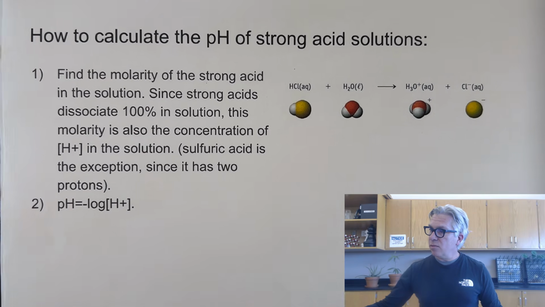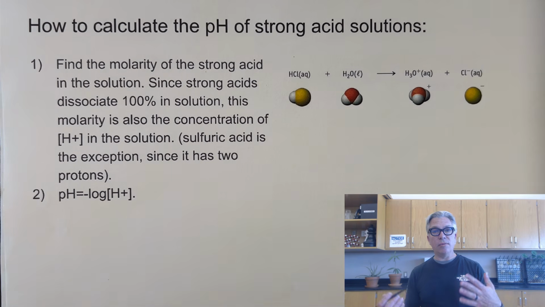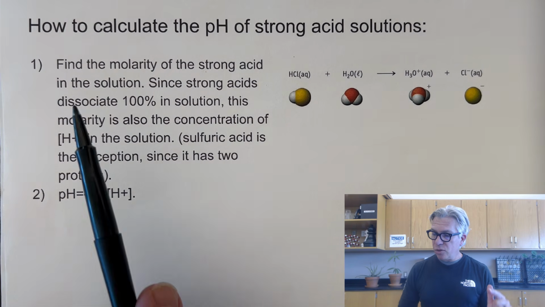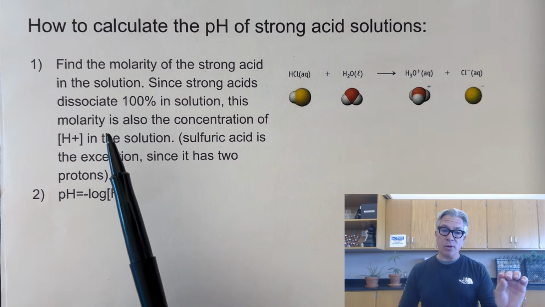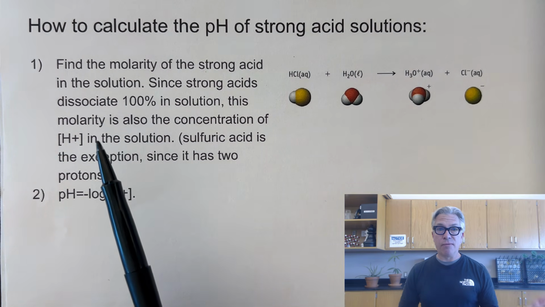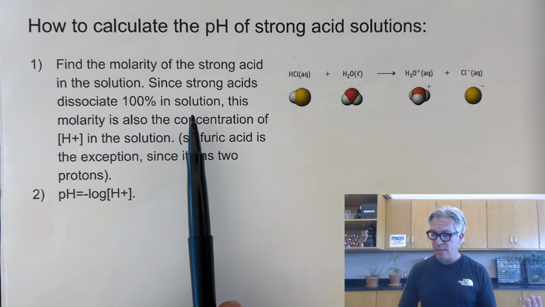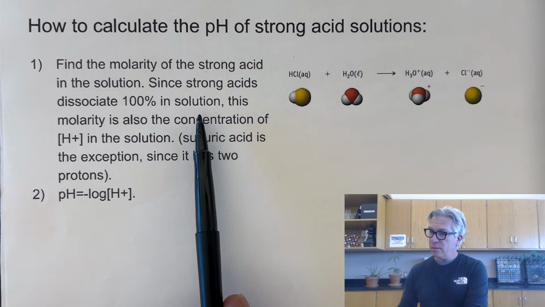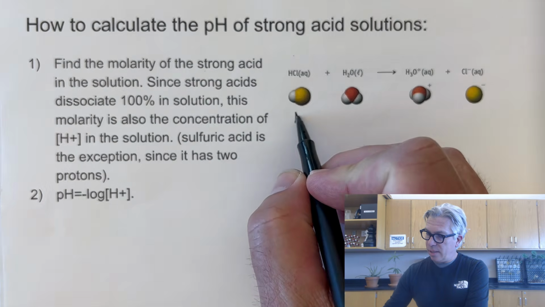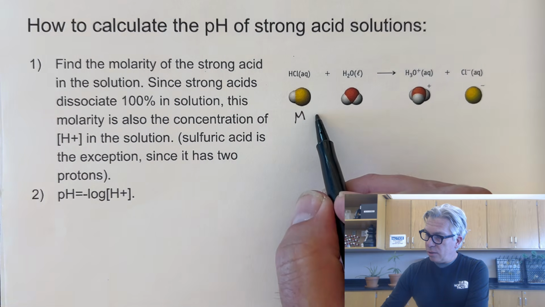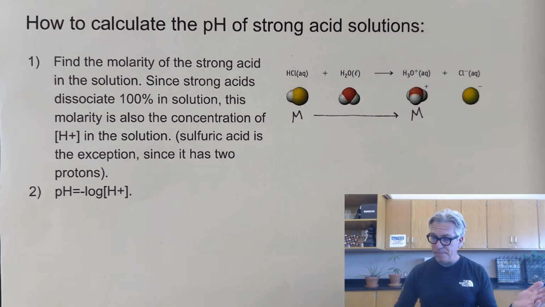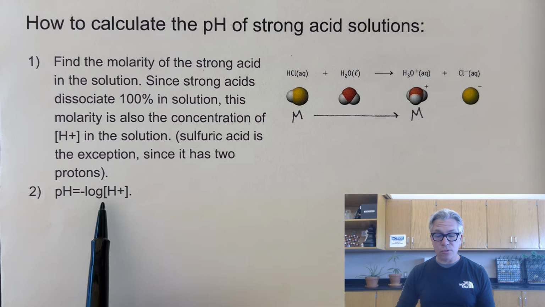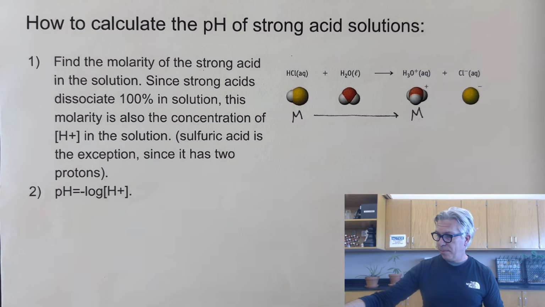How to calculate the pH of strong acid solutions. If you'd like to write this down, feel free. Find the molarity of the strong acid in the solution. Maybe it's given to you. Maybe you have to find moles and find liters and divide it. But you find the molarity. Since they dissociate 100%, whatever the molarity of your acid is, that is then going to be equal to the molarity of the hydronium ion. So you just match it up. And then if you take the negative log of the H plus or the H3O plus, you'll get your pH.